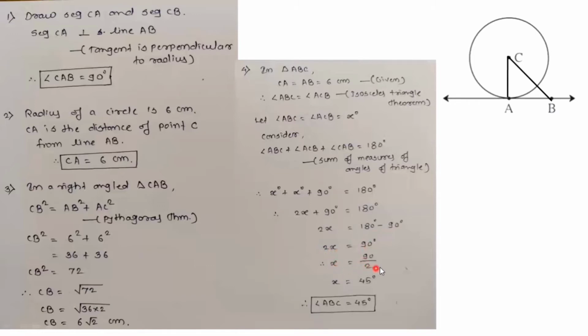So that will be in the denominator. 90 by 2, that's 45. So angle ABC, which we have assumed to be x degree, is 45. So this is the answer of the fourth question.